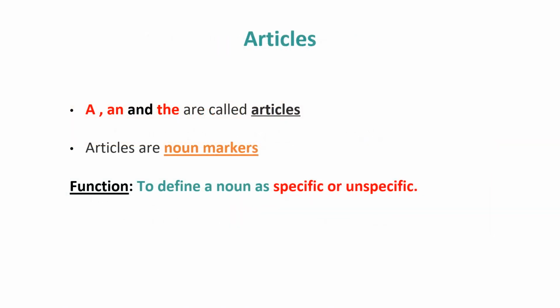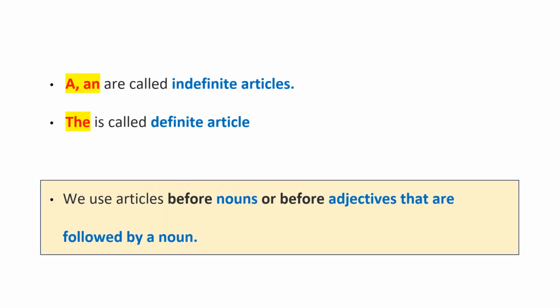A, an, and the are called articles. Articles are noun markers. Why do we use articles? To define a noun as specific or unspecific. A and an are called indefinite articles. The is called the definite article. We use articles before nouns or before adjectives that are followed by a noun.